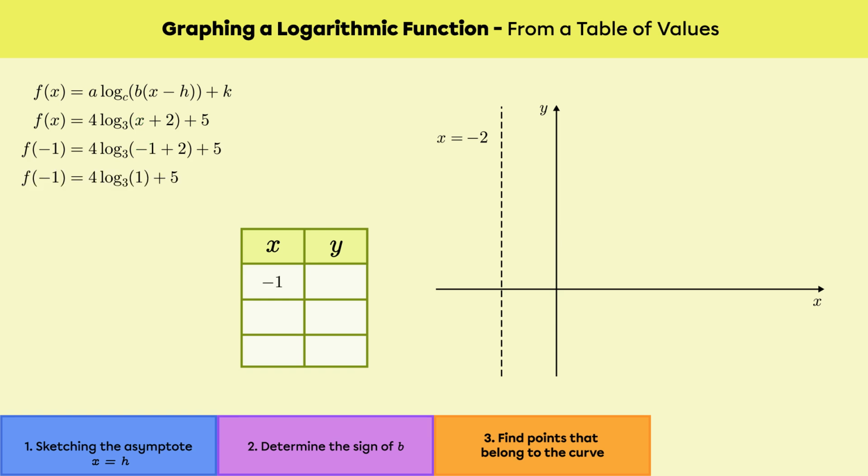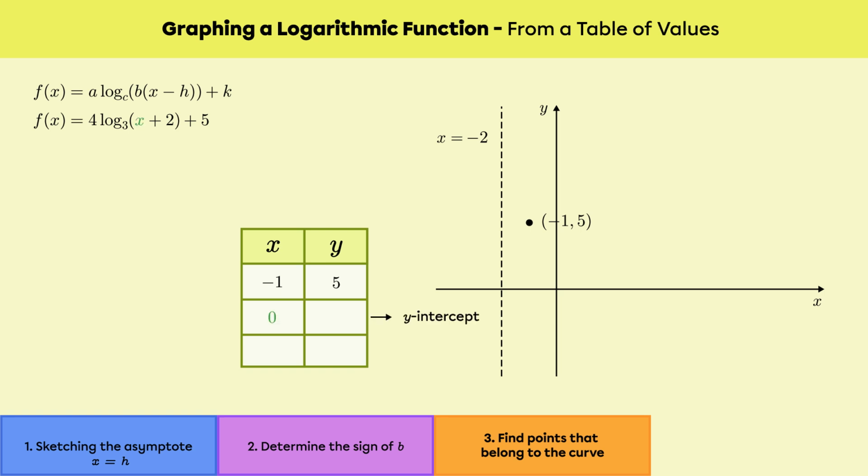Start with the brackets, which gives 1. Now log base 3 of 1 needs to be calculated. This basically means asking, which exponent should you apply to 3 to get 1? The answer is 0. Remember that any base with an exponent of 0 is 1. You now have 4 times 0 plus 5, which is 5. The point (negative 1, 5) can be placed on the graph. Continue with another x value.